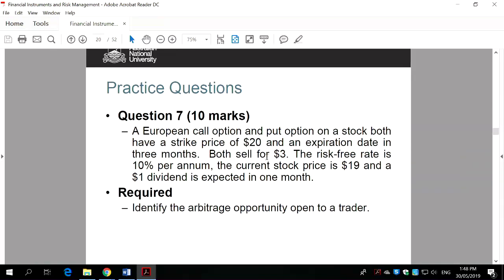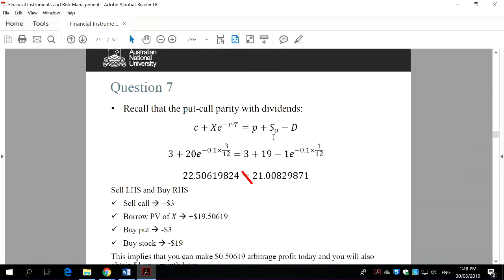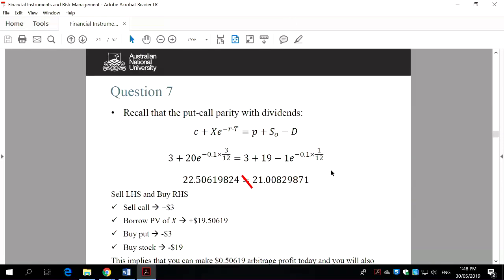Okay, so this is your put-call parity formula. But one thing we have to take care of is the cash dividends, right? Because this time the underlying stock pays a $1 cash dividend. So all we have to do is subtract the present value of the cash dividend from the current share price. So basically, this is just your put-call parity formula, subtracting the dividends from the stock price.